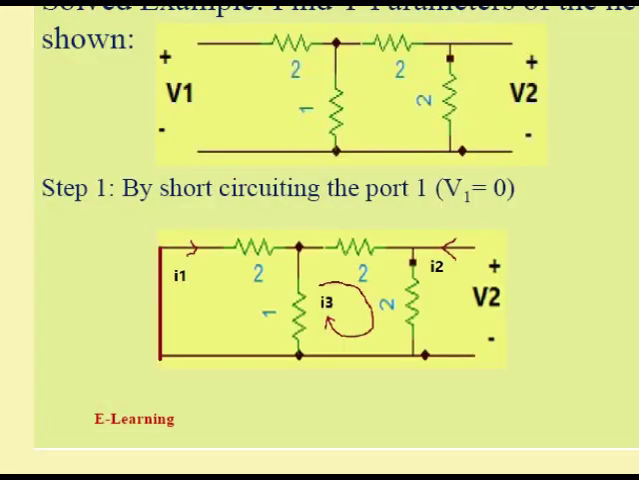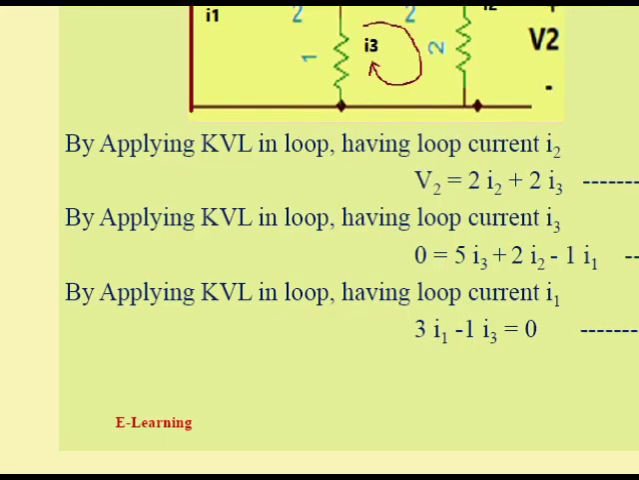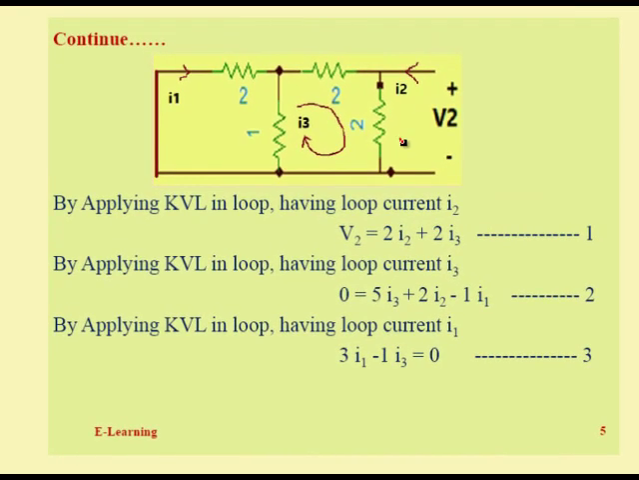Now we will solve an example. This is the circuit and we have to find Y parameters for this network. Step 1, we short port 1, we put a short here, so V1 will be 0. Now V1 will be 0 and there are 3 loops. We apply KVL in this loop.